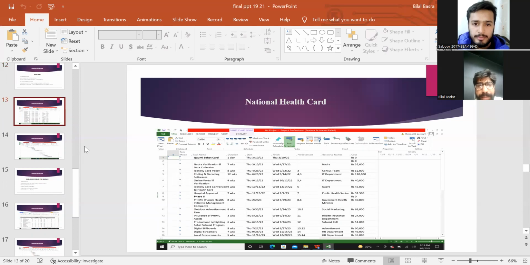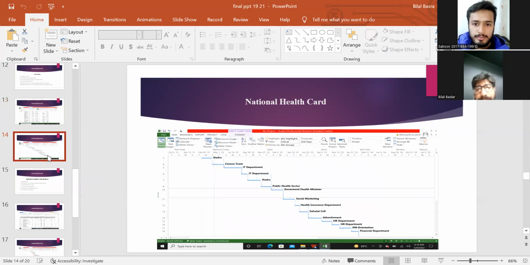In the next slide, there is a Gantt chart of our project, our community health card. In the first activity, there is NADRA verification and data collection that lasts for 7 weeks, and the second one is identification of card policy, coding and decoding, and so on. There is an online portal and verification, identification card conversion to health card, and a hospital appraisal. These all include a process of 7 to 8 weeks.